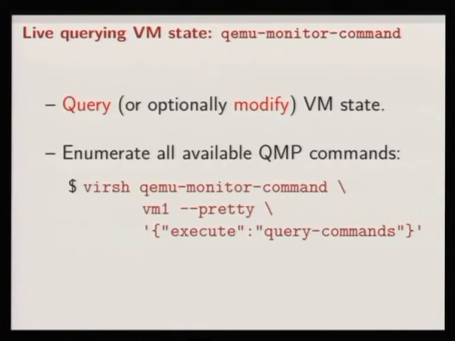If you run QEMU monitor command this way, you just apply the VM name followed by a flag, pretty, that will just print the JSON output in a readable fashion, and you say, please execute the query-commands command that will enumerate all possible QMP commands that QEMU offers, and you can run via libvirt.